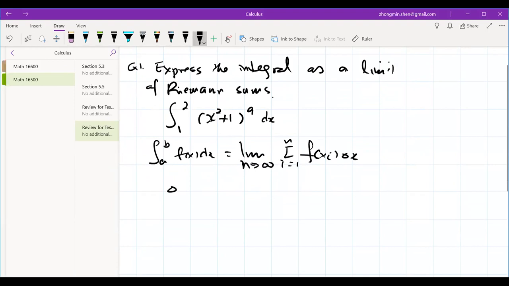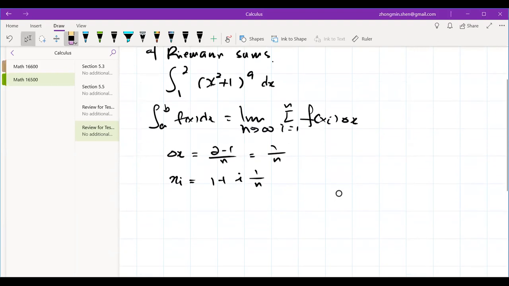So for our particular problem, delta x is going to be (2 minus 1) divided by n. It's 1 over n. Okay, and xi is the right endpoint. So it's going to be 1 plus i times 1 over n. That's it. I cannot simplify it. Okay. So our function is going to be x squared plus 1 to the 9th power.